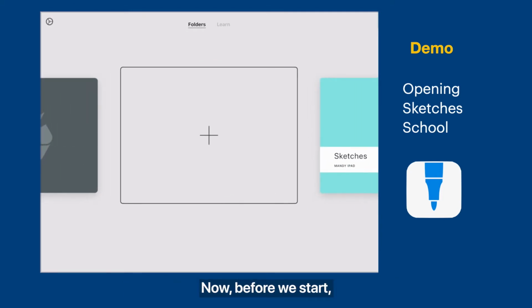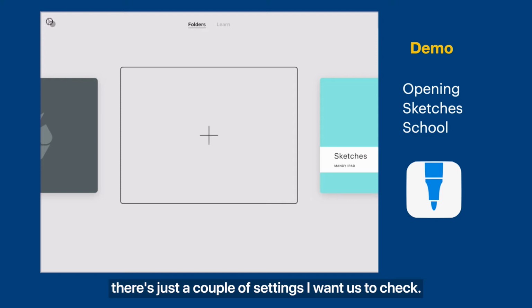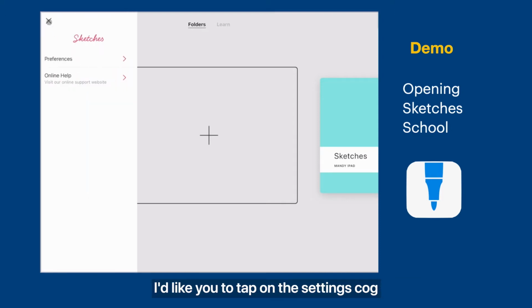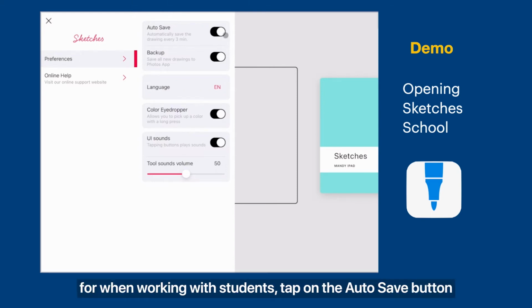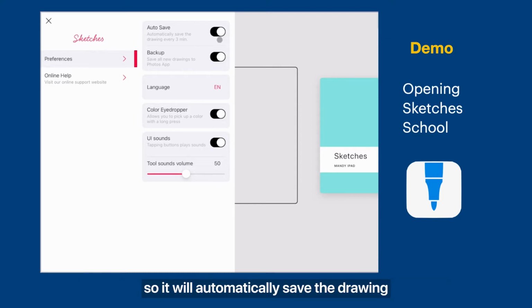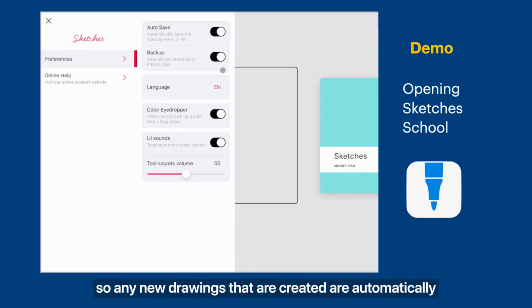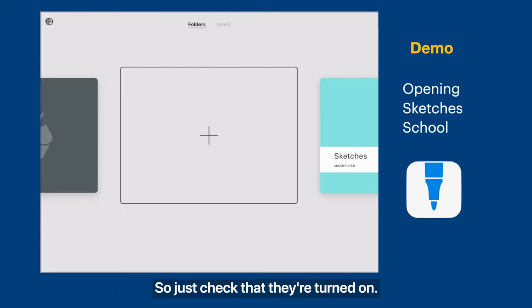Now before we start, there's just a couple of settings I want us to check. I'd like you to tap on the settings cog on the top left corner, tap on preferences, and just a couple of things that are good for when working with students. Tap on the auto save button, so it will automatically save the drawing every 3 minutes, and also the backup, so any new drawings that are created are automatically saved to your photos library. That's very helpful. So just check that they're turned on.